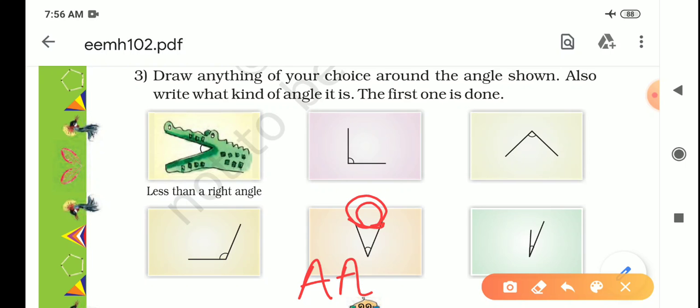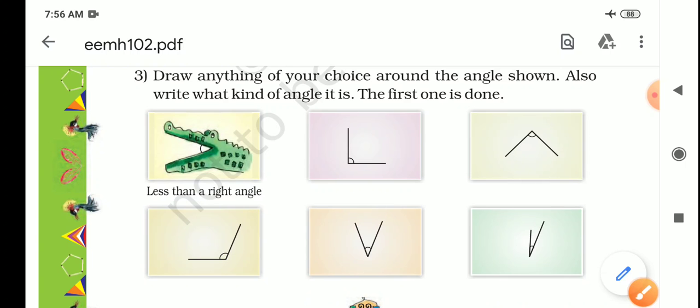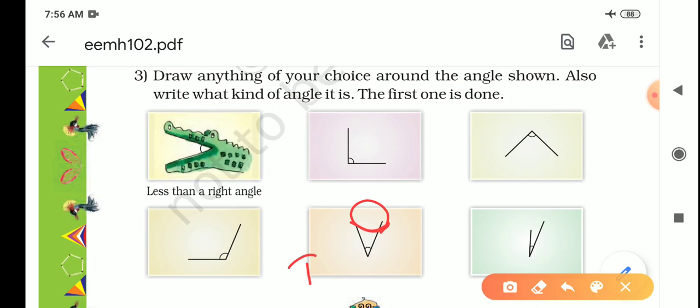I know you like ice cream so much, and I also like ice cream very much. So you can make here an ice cream cone, or you can draw any other thing according to your choice, and you have to mention it. I have drawn an ice cream cone, so I will write here ice cream cone.